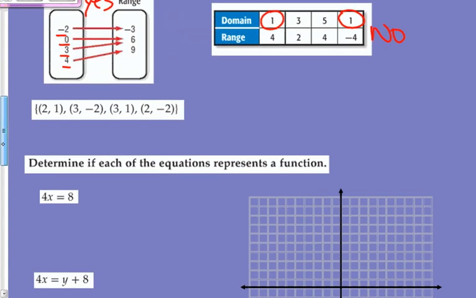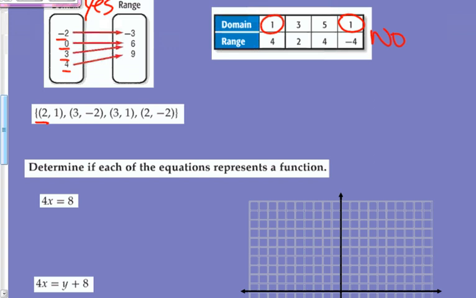And then look at this one. Look at your x's. We have a 2, a 3, another 3, and another 2. So we have 2 of them that happen twice. So no, it is not a function. Don't look at the y's. You're only looking at the x's.